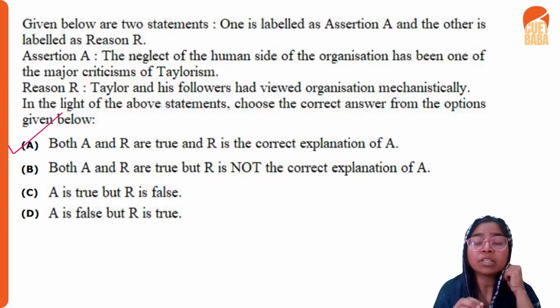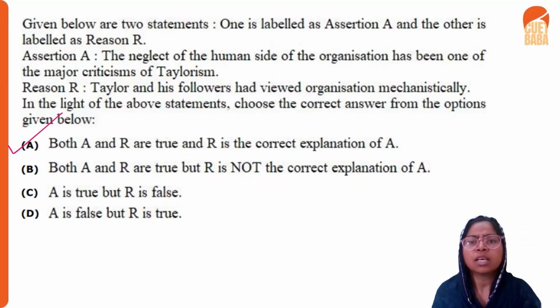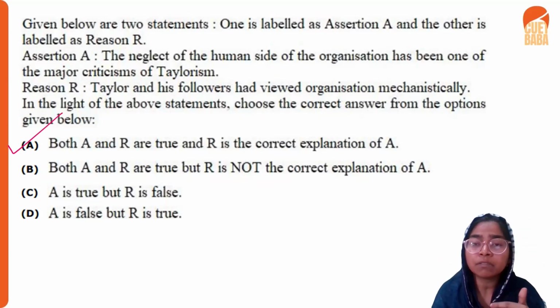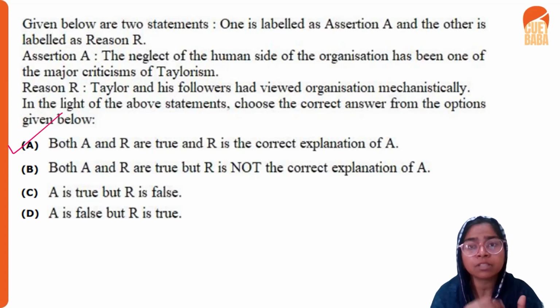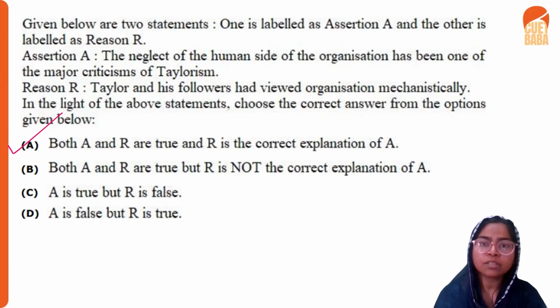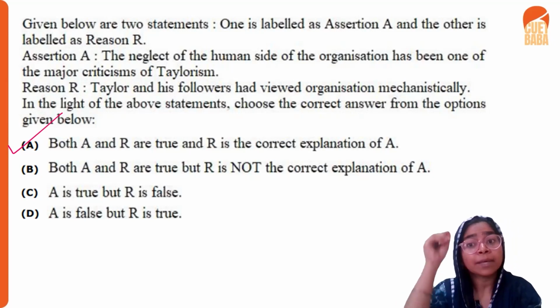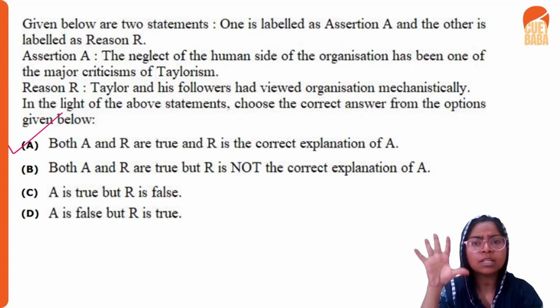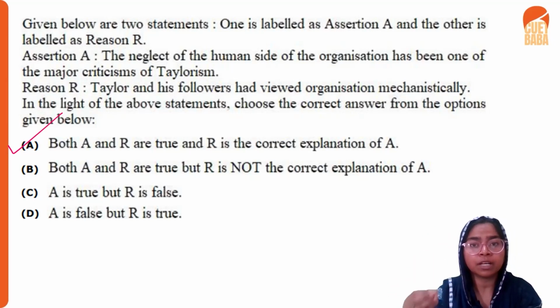He did not pay much attention to the workers. He only spoke about increasing the productivity, increasing the production, increasing efficiency in production, effectiveness in production. He did not see the human side. Okay, and Taylor and his followers only viewed the organization mechanistically. He always saw that production should be increased, production should be effective, production should be good, quality of production should be high. So both A and R are true, and R is the correct explanation of A.